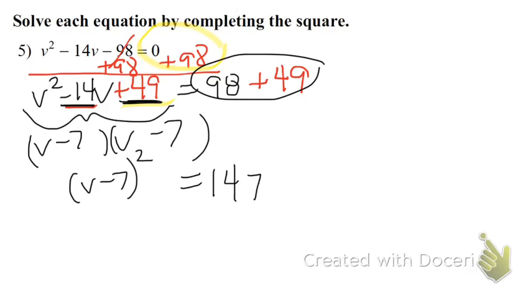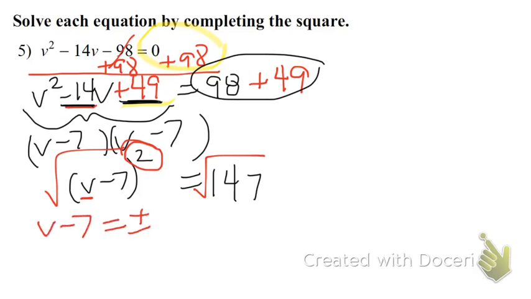Okay, so now that you've completed the square, you created a perfect square. Now you're trying to get v by itself. So undo this square by square rooting both sides. Square and square root cancel each other out, so v minus 7 equals plus or minus the square root of 147. Now get the v by itself. Over here, get this v by itself. So add 7 to both sides, which is just going to make it a positive 7 on the other side.